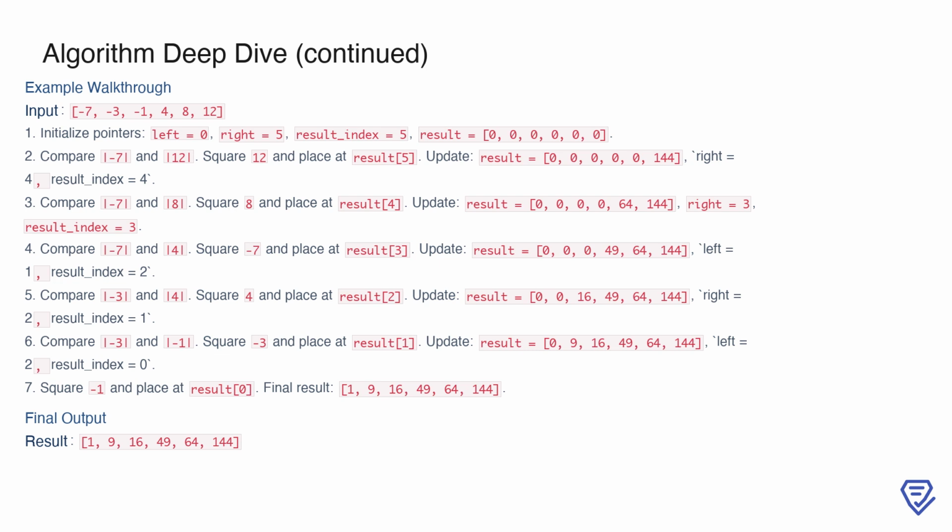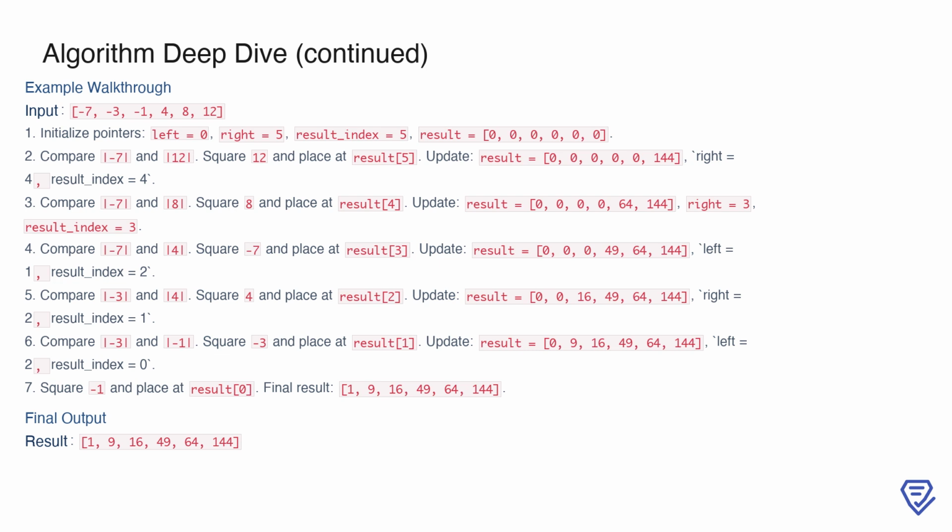We then compare -7 and 4, square -7 to get 49, and place it in result 3. This time, we increment left to 1 and move result_index to 2. Continuing, we compare -3 and 4, square 4 to get 16, and place it in result 2. We decrement right to 2 and result_index to 1. Comparing -3 and -1, we square -3 to get 9 and place it in result 1. Finally, we square -1 to get 1 and place it in result 0.